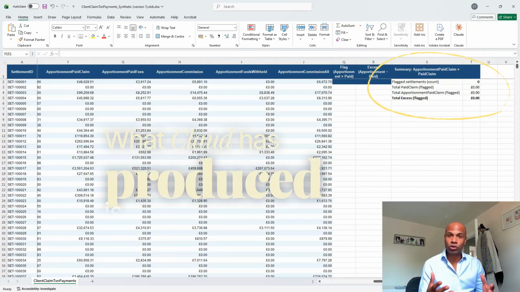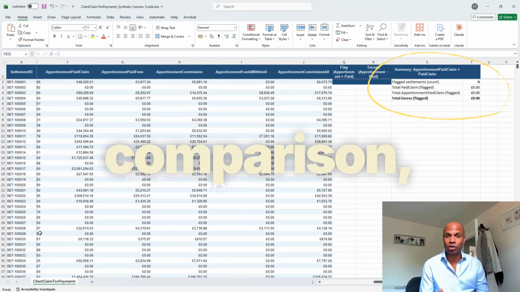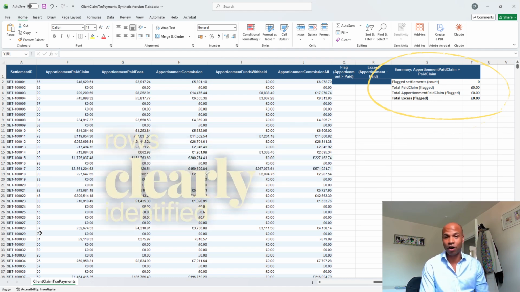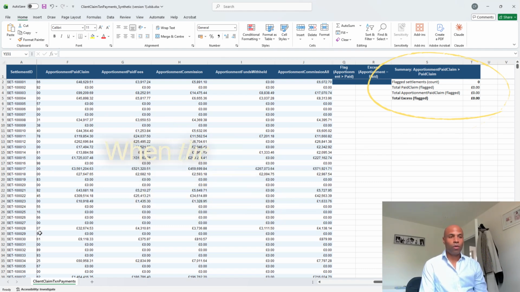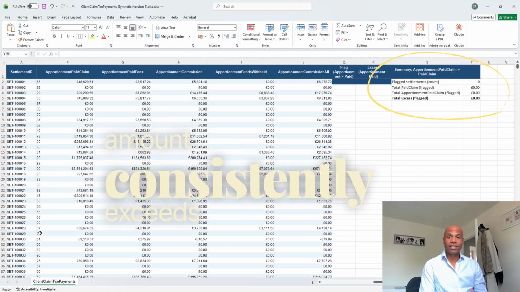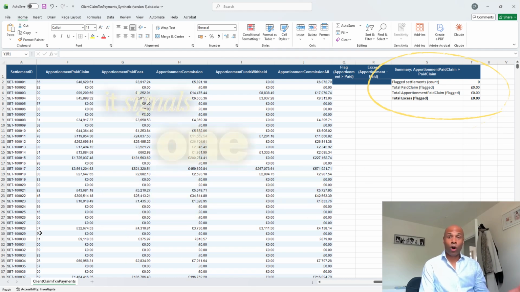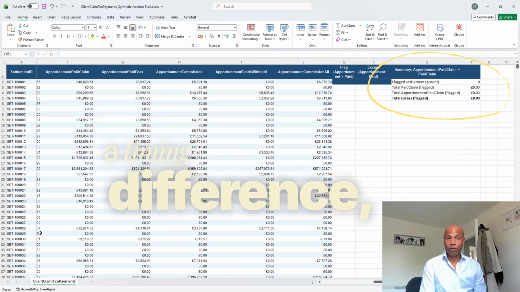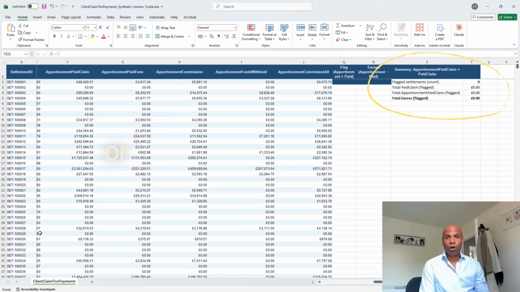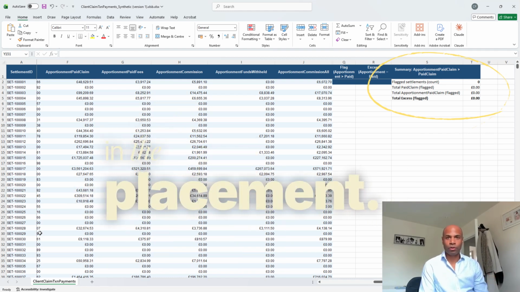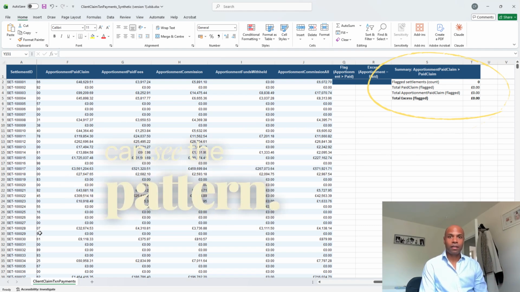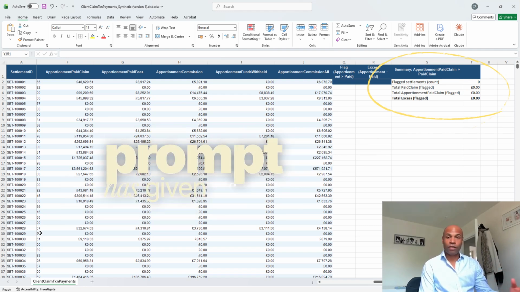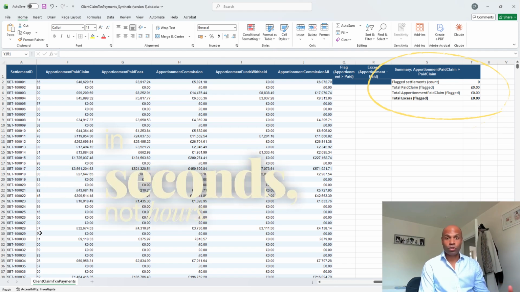What Claude has produced is a settlement-by-settlement comparison with flagged rows clearly identified and a summary count and total value at the bottom. When the apportioned amount consistently exceeds the direct payment, it signals one of 3 things: a timing difference, a data quality issue, or a structural anomaly in the placement. Each requires a different response, but you cannot investigate until you can see the pattern. That is exactly what this prompt has given us, in seconds, not hours.